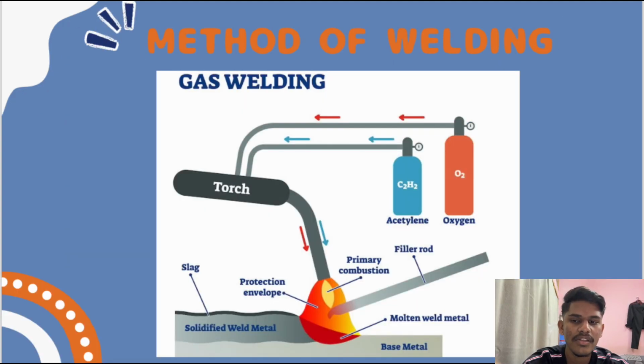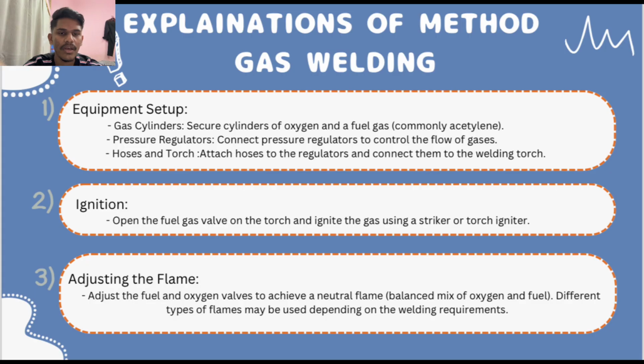As you can see, this is the method of gas welding. And these are the explanations of gas welding. First is equipment setup. Gas cylinders: secure cylinders of oxygen and a fuel gas, commonly acetylene. Pressure regulators: connect pressure regulators to control the flow of gases. Hoses and torch: connect the hoses from the regulators to the welding torch.